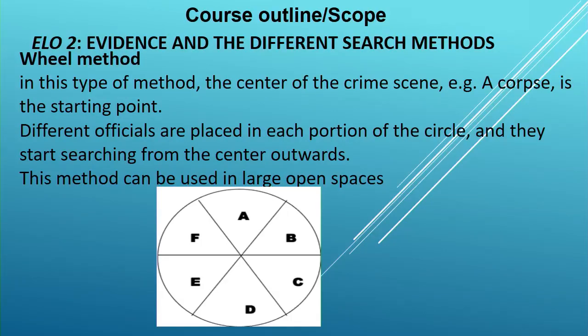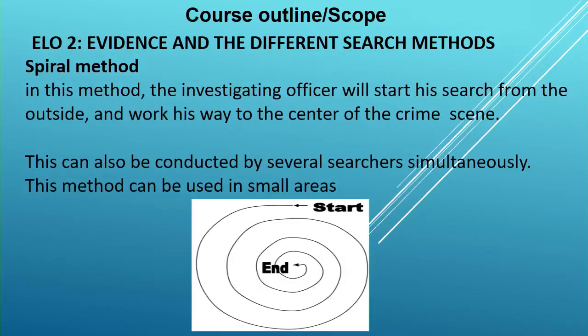Evidence and different search methods. We have the wheel method. In this type of method, the center of the crime scene, for example, a corpse, is a starting point. You start at the corpse. Different officials are placed in each portion of the circle, and they start searching from the center going outwards. So this method can be used in a large open space. And then you have a practical example.